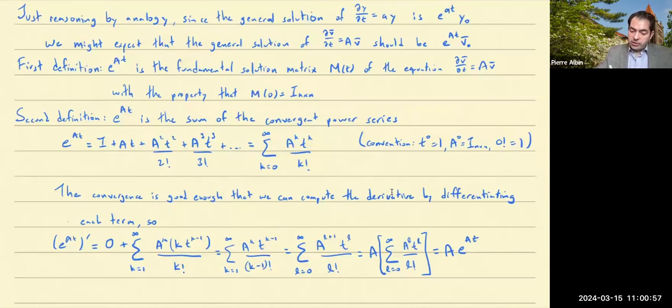And also notice that if you plug in t equal to 0 into the series, well, that just kills every term except for the first one. So you end up with the identity. So this shows that the two definitions coincide. So you can use either the fact that the usual exponential solves this differential equation, or the fact that the usual exponential has this Taylor series to extend the definition to when you're working with matrices.